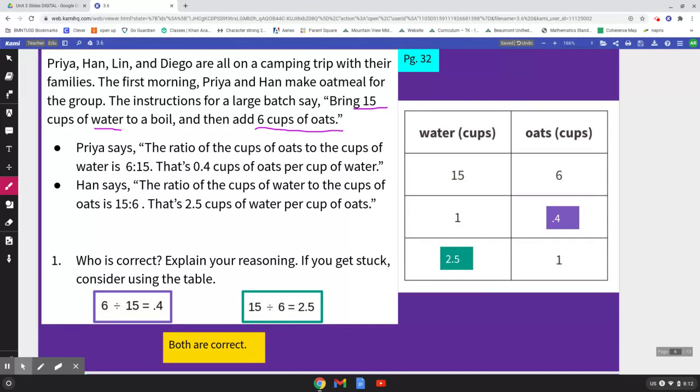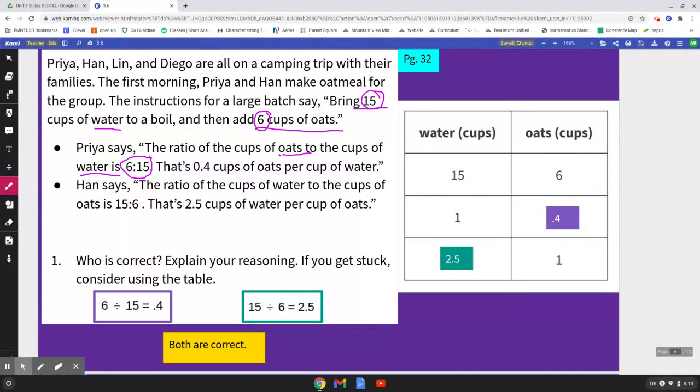of oats. All right, so you have Priya. Priya says the ratio of cups of oats to cups of water. So you got to kind of look at what's going on here. So oats and water, she's saying is 6/15 right there. And if you look above, 6 oats, 15 water. So that works, right? Her reasoning makes sense. That is 0.4 cups of oats per cup of water.